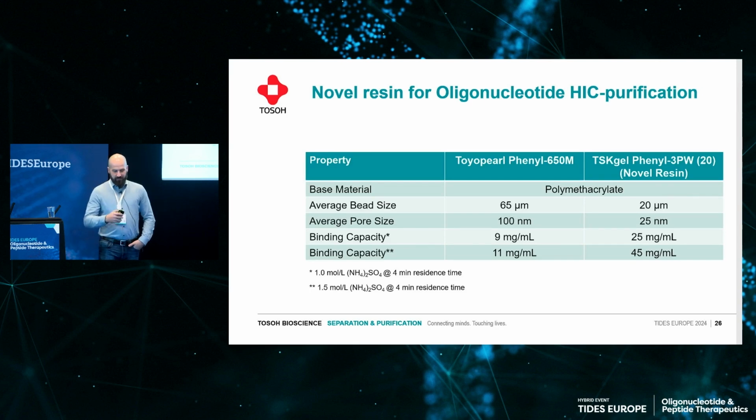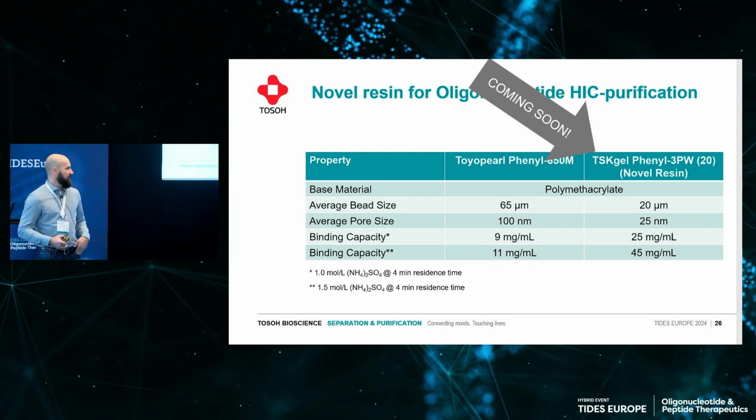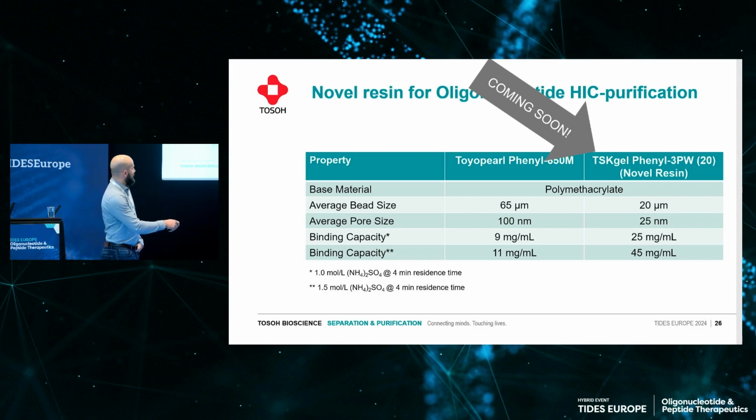So it's also here, 3 years ago, I presented something on the Tosoh phenyl 650M. But also here our R&D team did a great job in coming up with a new resin, especially for this application. This will be called TSK-gel Phenyl 3PW20, also coming out next year. Here we have an average bead size of 20 micrometers, and an average pore size even smaller than with the Super Q 4PW, 25 nanometers.